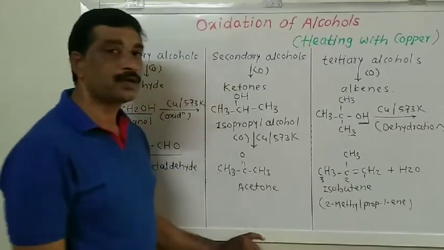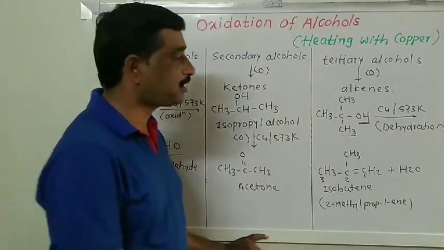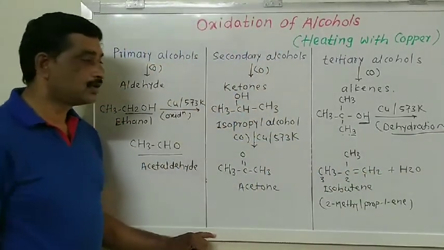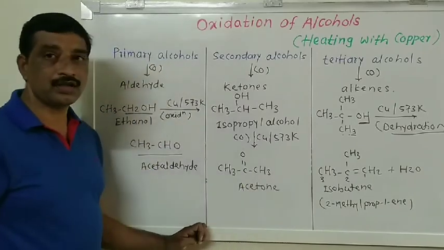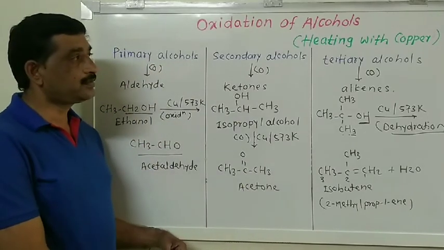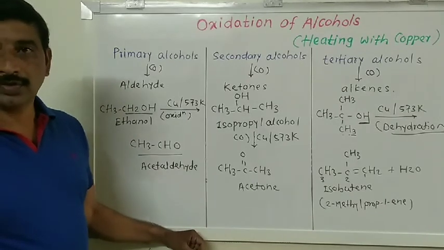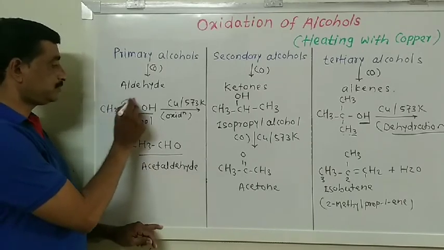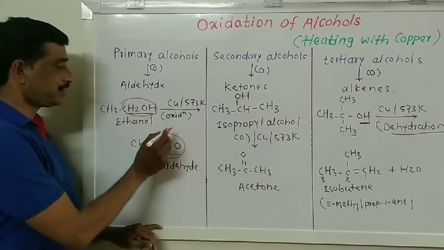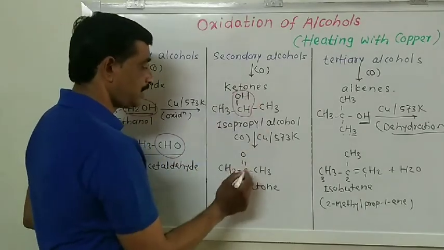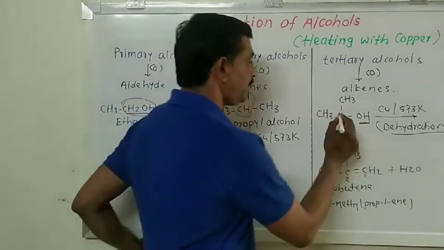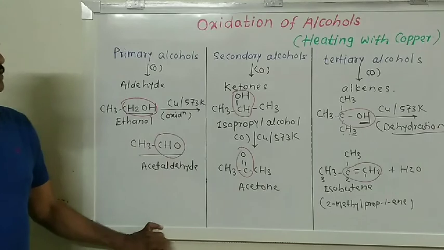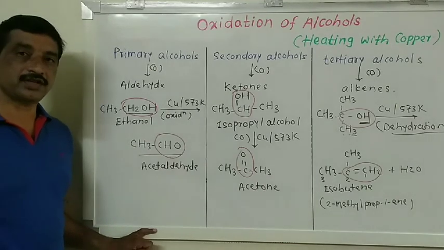So in this way, tertiary alcohols with copper undergo dehydration and form alkenes instead of carbonyl compounds. So this is the action of copper on primary, secondary and tertiary alcohols. See here, primary alcohols are converted into aldehydes, secondary alcohols are converted into ketones, and tertiary alcohols are converted into the corresponding alkenes. So this is the oxidation of alcohols.